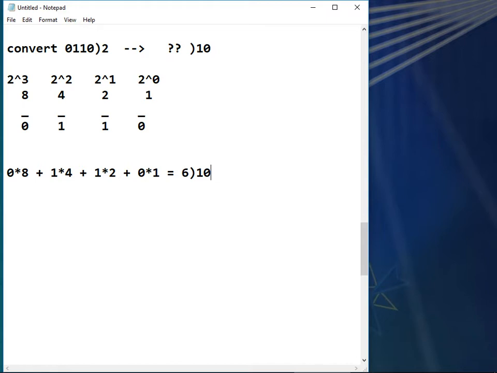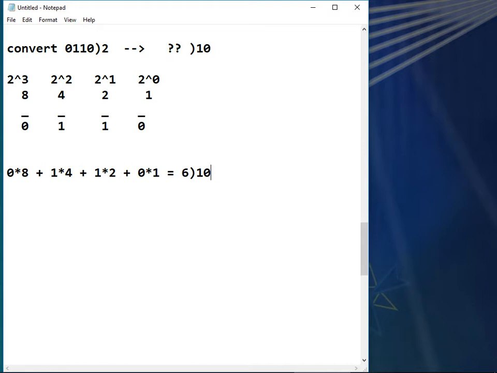7 divided by 2 is 3 with a remainder of 1. 3 divided by 2 is 1 with a remainder of 1. And then 1 divided by 2 is 0 with a remainder of 1, and we're done. We don't have any more division to do. Now this is actually our answer, but you start writing it down from the bottom up.